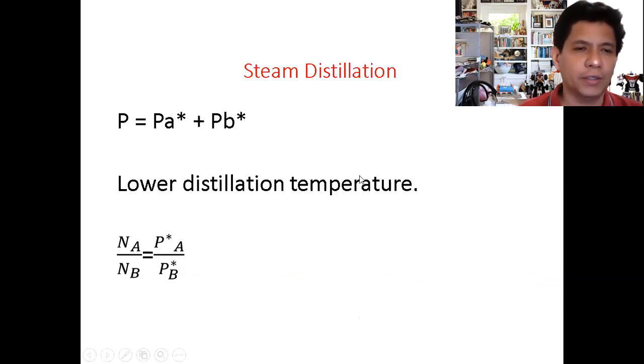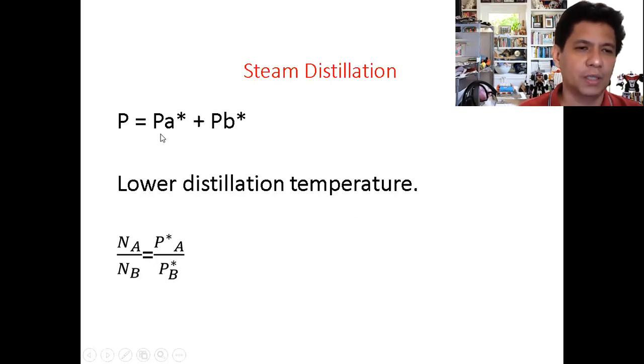Okay, so regarding calculation, generally, when you use steam distillation, the distillation temperature is lower. Why is that so? Usually, the system for steam distillation is made up of immiscible liquids, for example, essential oil and water. When you have immiscible liquids, the total pressure prevailing on that system is PA star plus PB star, the sum of the vapor pressures of the liquids.